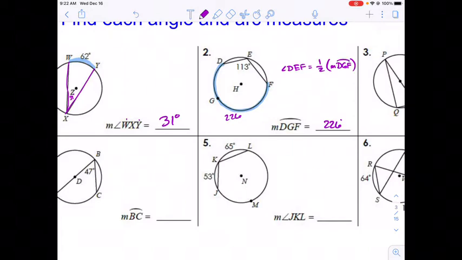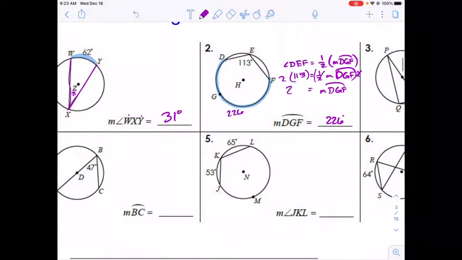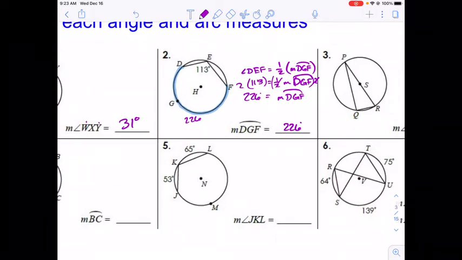Okay, so plug in the numbers we know. This is 113, 1/2 the measure of DGF. To get rid of this 1/2, we're going to multiply by 2, and that cancels the half, leaving us with the measure of DGF equal to 2 times 113, which is going to be 226. So when it's simple like this, you don't have to set up the equation. You can just know when you're doubling, when you're going to be taking half.